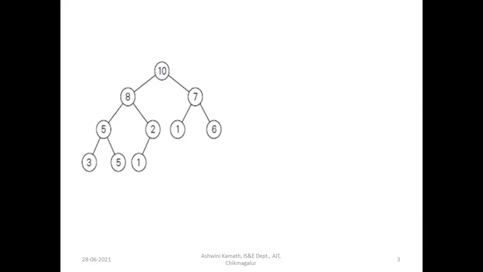So this is the complete binary tree. It is filled from left to right, and each level is filled before going to the next level. It's a binary tree with the shape property of a complete binary tree, and the parental dominance you can check. 10 is greater than 8 and 7, 8 is greater than 5 and 2, and 7 is greater than 1 and 6, and it can have equal values also.